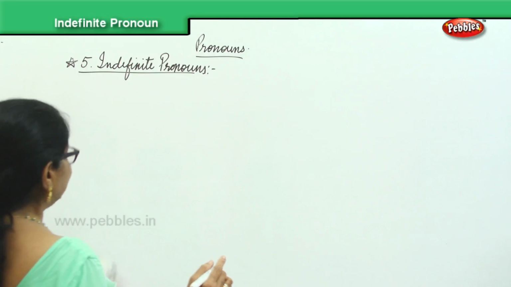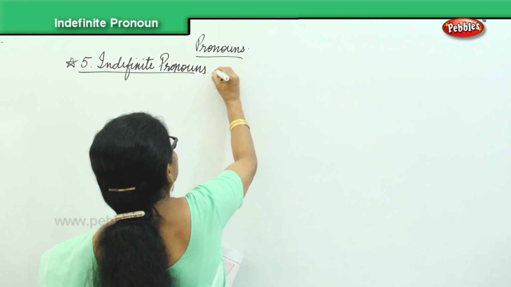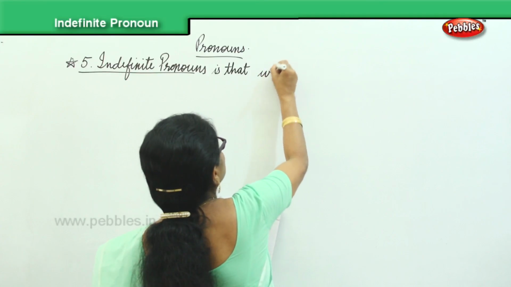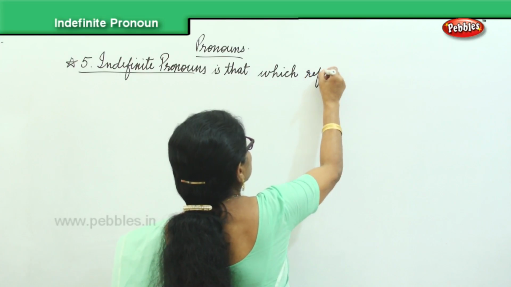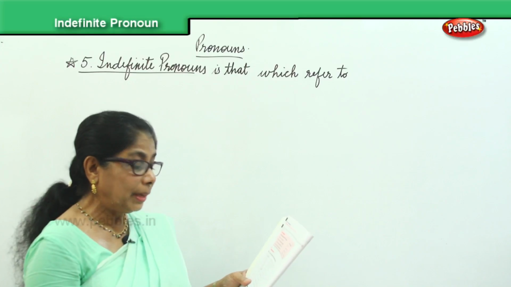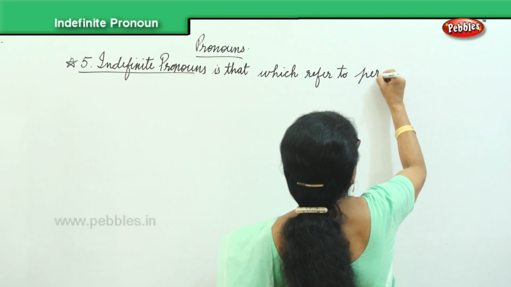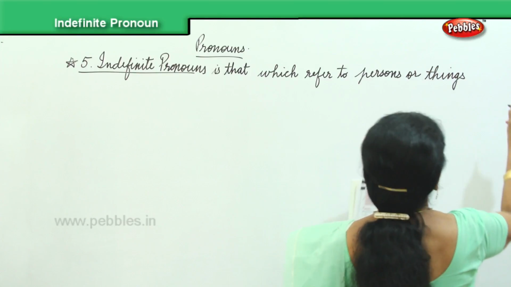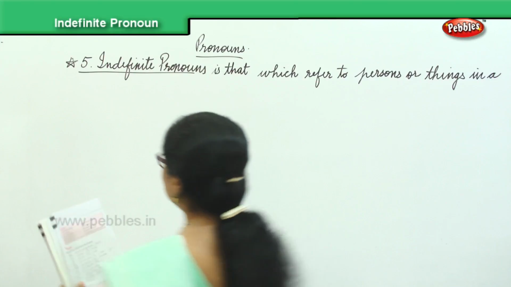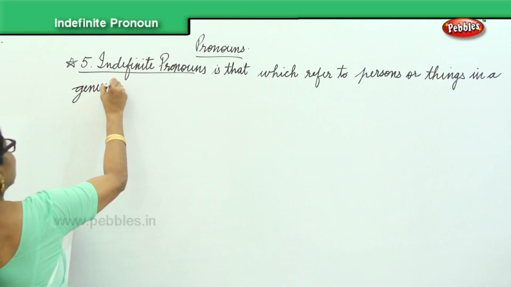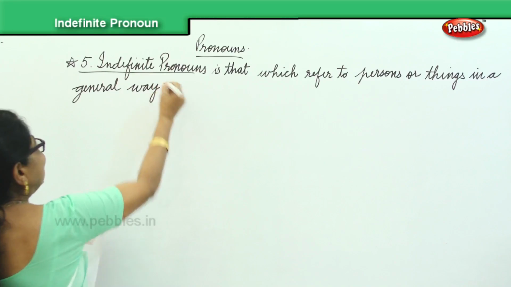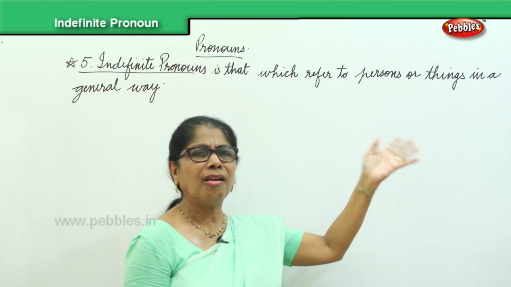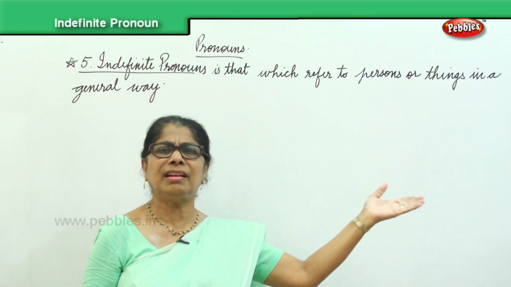Okay. So, an indefinite pronoun is that which refers to persons or things in a general way. In a general way. That's why it's called indefinite. See, it's an indefinite pronoun. That which refers to persons or things in a general way. Not definite. Generally, just mentioning.